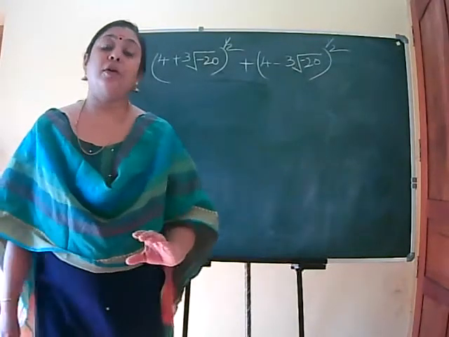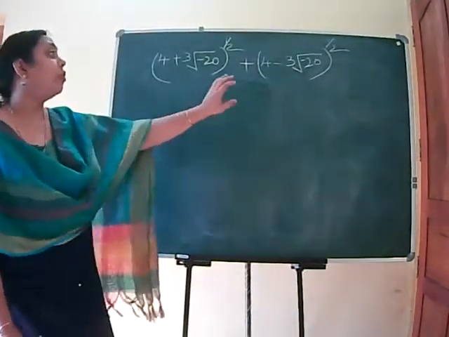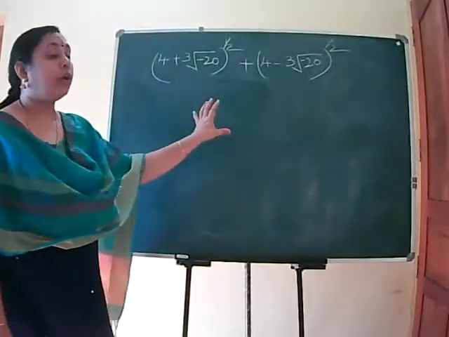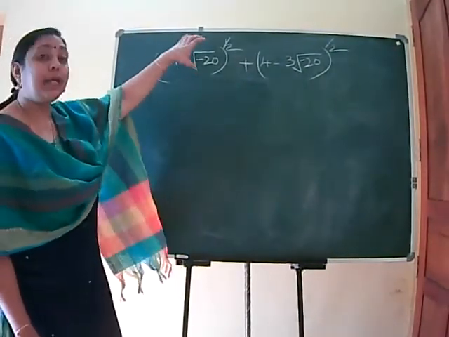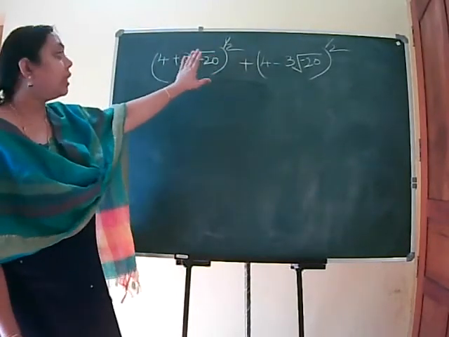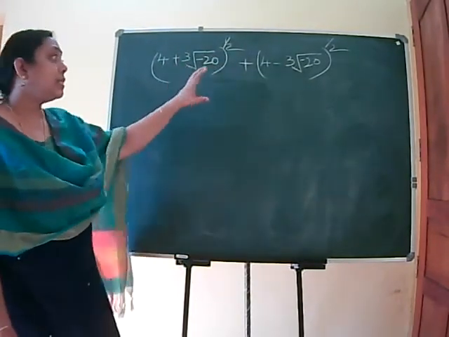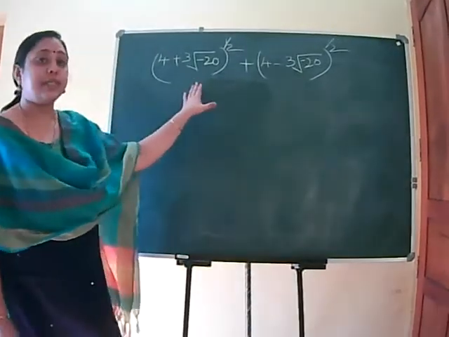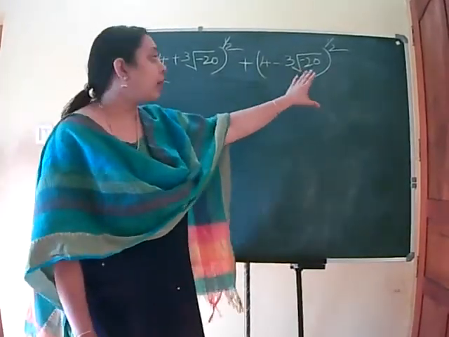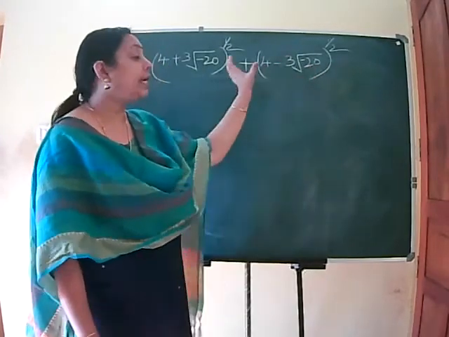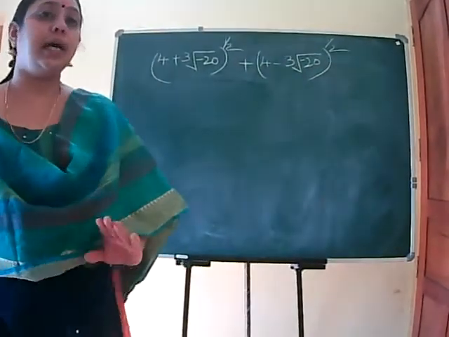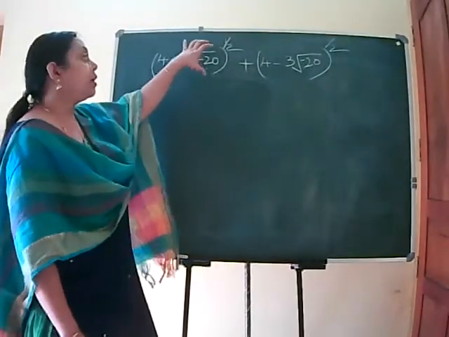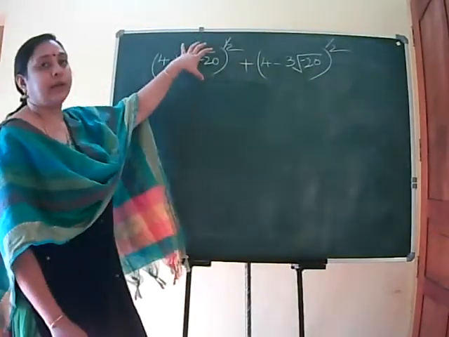Here we have to find the value of this whole expression. For that, first of all, we take only this expression and find the value of that. And since this expression is the conjugate of this, we can easily find the value of that and then take the sum. That is the procedure.